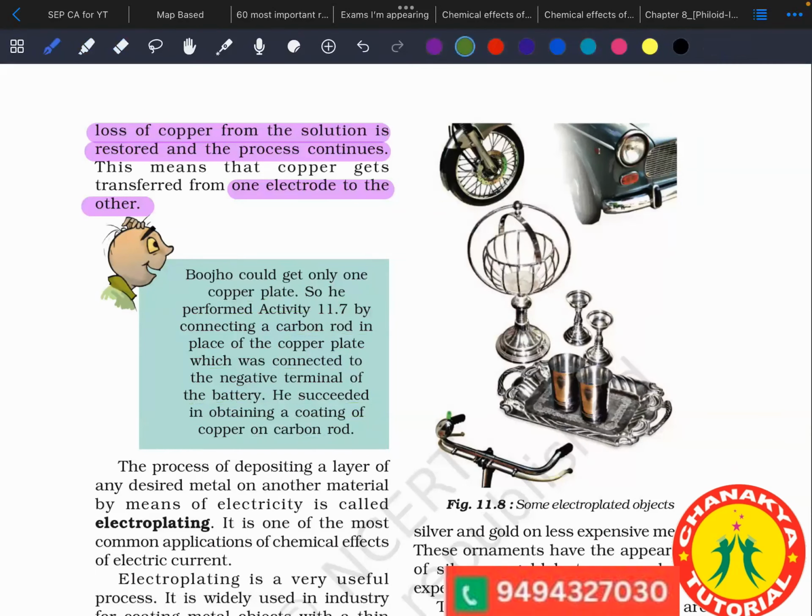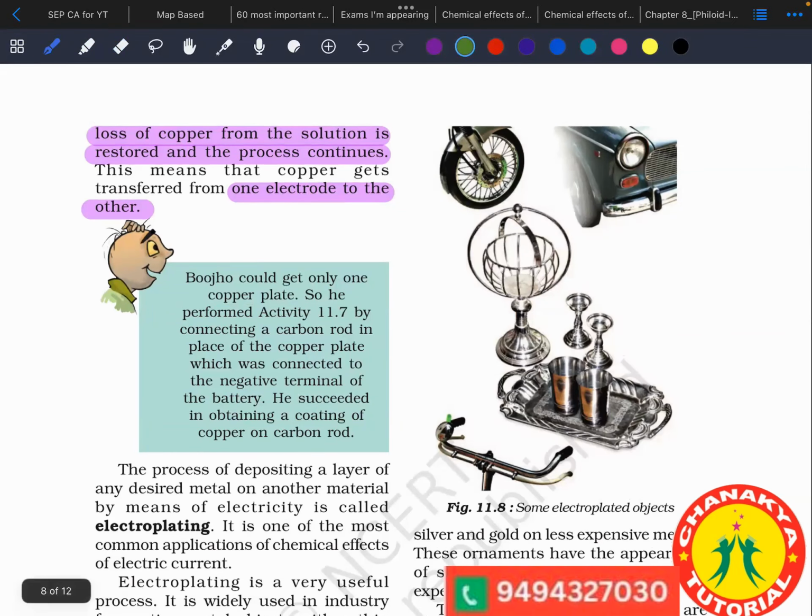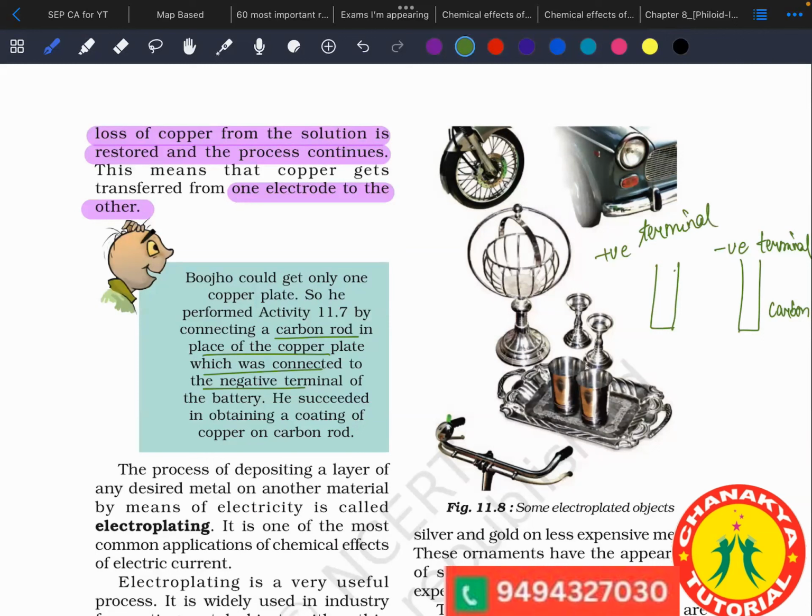Like I explained to you, the example of aluminium. Now what is done here? Connecting a carbon rod in place of the copper plate which is connected to the negative terminal. Now I am using a carbon. This is the negative terminal. This is the positive terminal. Okay, this is copper.